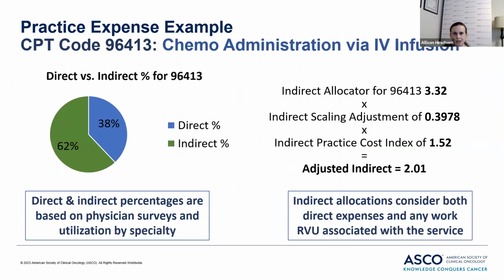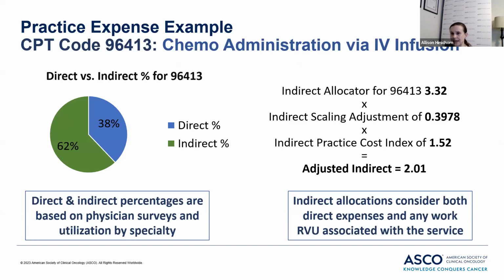The next part is indirect costs, because remember, there are 2 parts for practice expense. For each code, direct and indirect practice expense percentages are determined. These percentages vary by the specialty and service. Percentages are calculated by taking a weighted average for the specialties that provide the service. So for many CPT codes, it's not just one specialty that performs the service. Sometimes it's several. So in the case of 96413, the indirect costs are 62% and the direct costs are 38%.